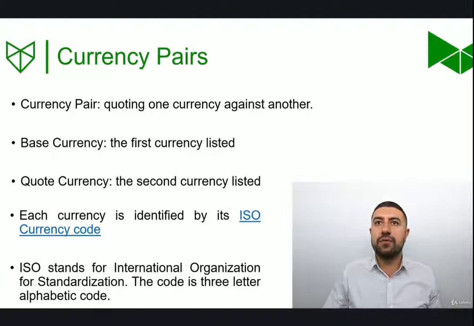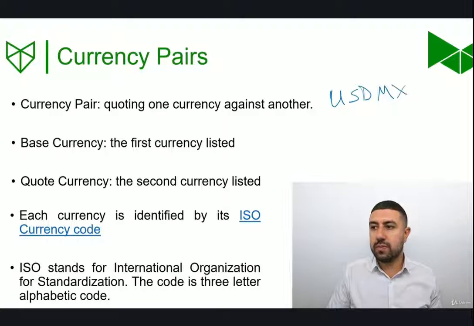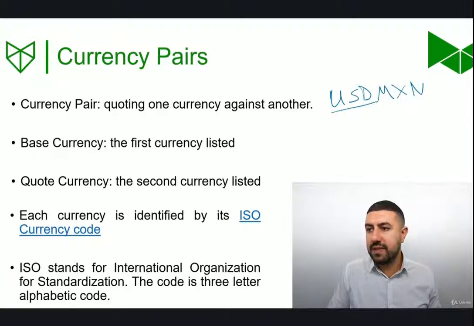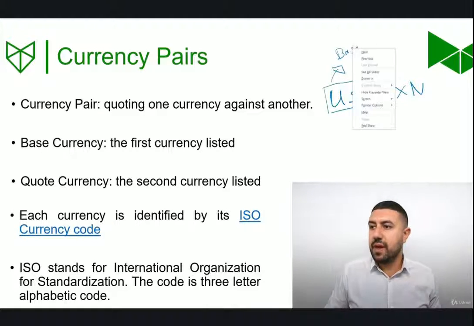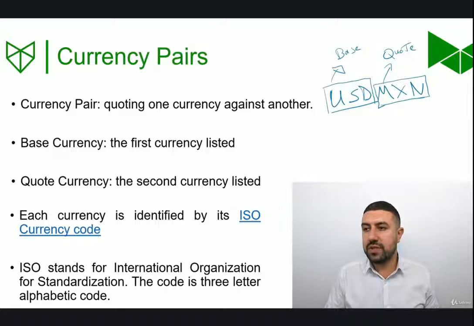So for the previous example that we had, I said USD to Mexican pesos, okay? Well, we would have said that this here, the USD, is what we would call our base currency. Okay, it's our base currency. And the Mexican pesos is our quote currency. Okay, so this would be the base currency and this would be the quote currency.